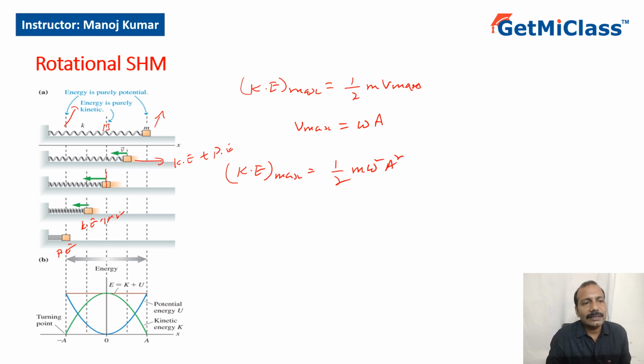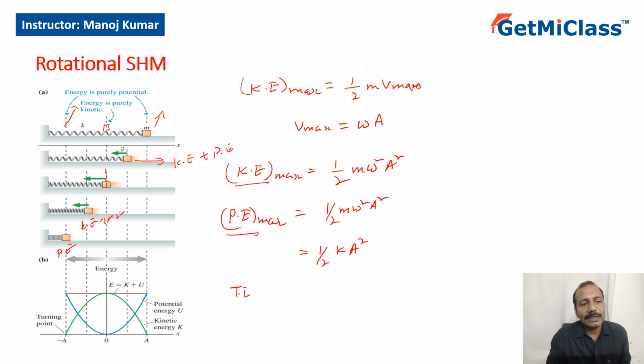Now let's look at maximum potential energy. We know that because spring force is a conservative force, there is no loss in energy. The total kinetic energy would be converted into the total potential energy at extreme position. So I can say maximum potential energy is also equal to half m omega square A square, because at extreme position there is no kinetic energy. So this can be written as half k into A square, because m omega square is equal to k, where k is the spring constant.